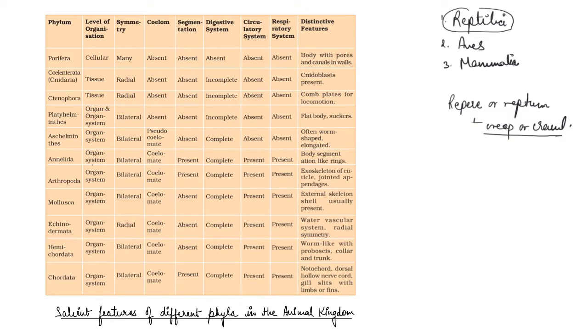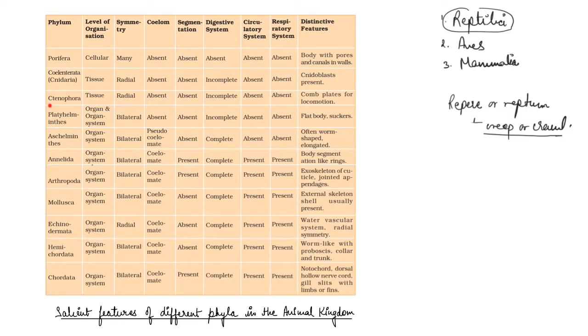Now, the second phylum that we studied was Coelenterata, which has tissue level of organization. Symmetry is radial, coelom is absent, segmentation is absent, digestive system is there, but it is incomplete, and they lack circulatory and respiratory system. Now, what is the distinctive feature in the case of Coelenterata? They have cnidoblast, right? They have cnidoblast cells.